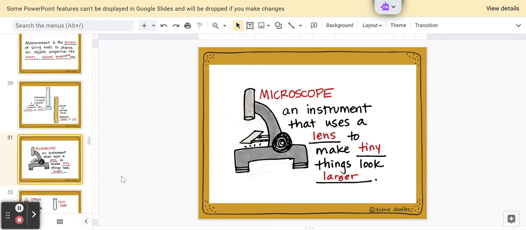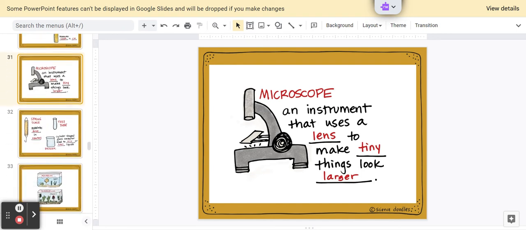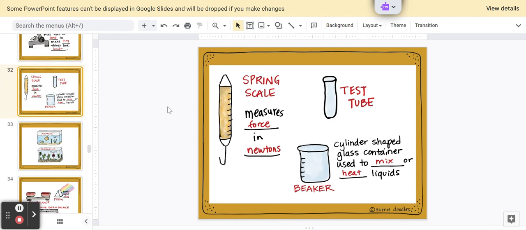All right, our first tool is a microscope. It's an instrument that uses a lens to make tiny things look larger. Next, we have a couple of different tools. Our spring scale measures force in newtons. We won't use too many spring scales in sixth grade. You'll see that more when you get into high school. A test tube, we usually measure liquids in.